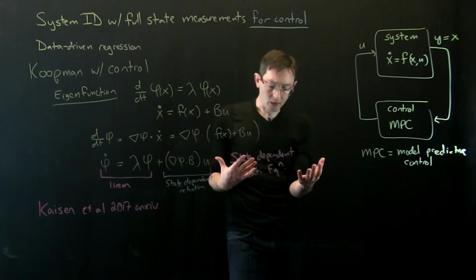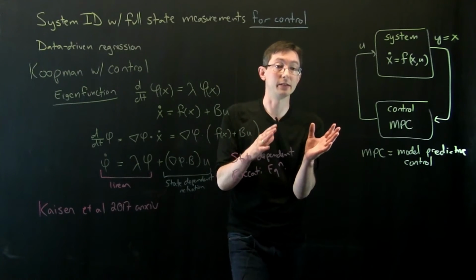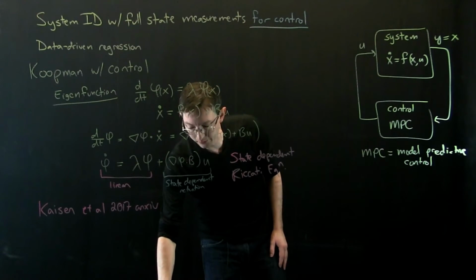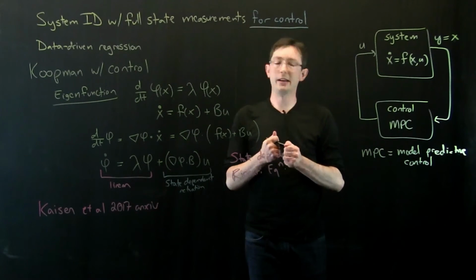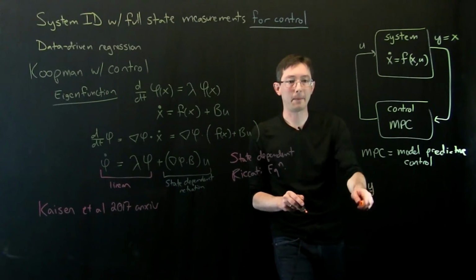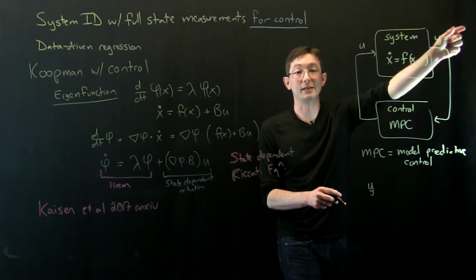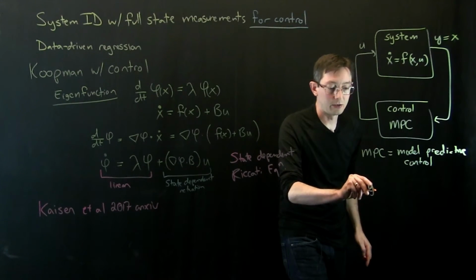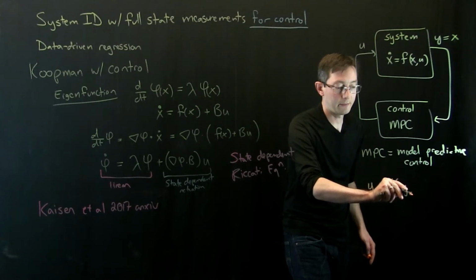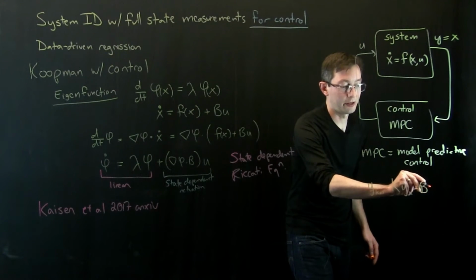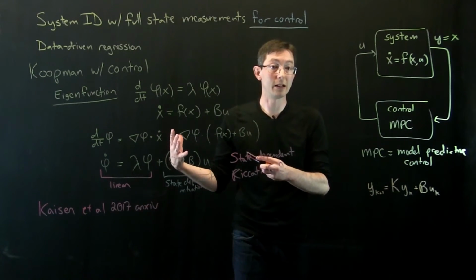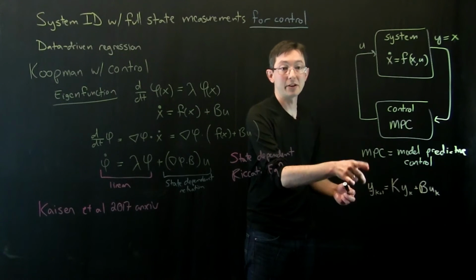Other people in the community have taken a different path. So instead of doing control directly in eigenfunctions, this alternative route is I could take a big measurement vector y. So this is even bigger than my state. Maybe it has nonlinear measurements of my state. And I could do y k plus 1 equals some big Koopman operator times y k plus some big B operator times u k. And so essentially what you can do is run that DMD with control algorithm on this augmented measurement vector.